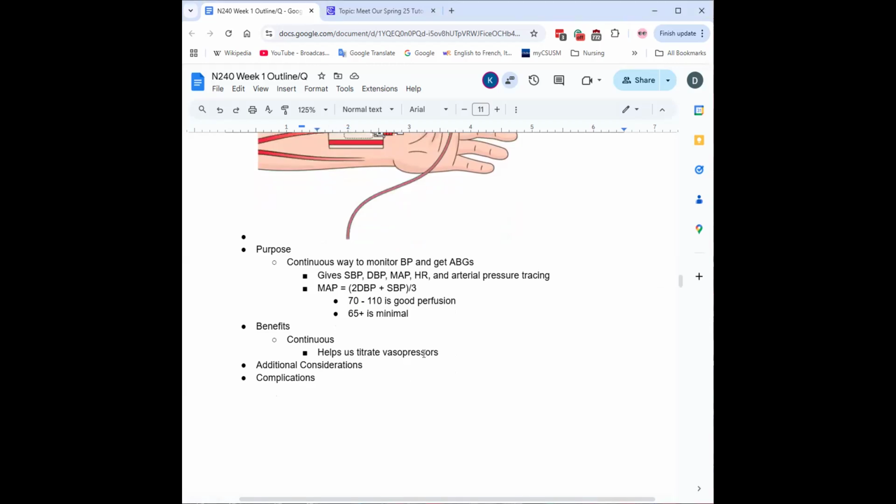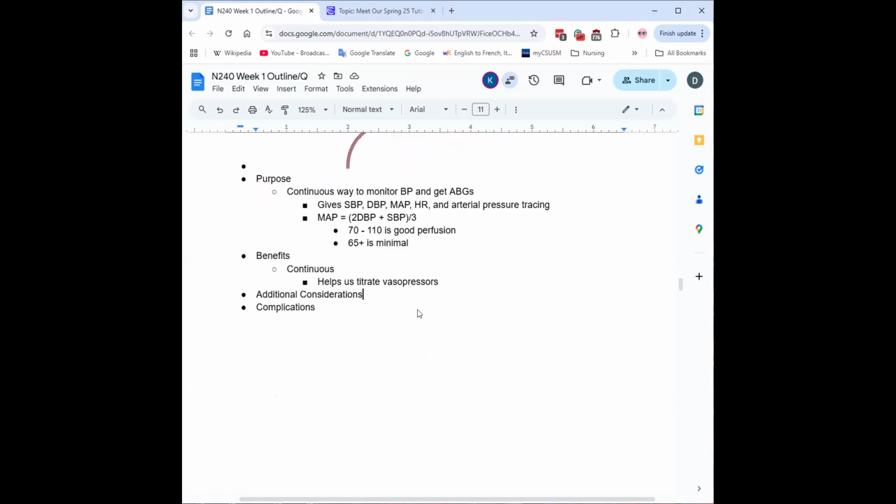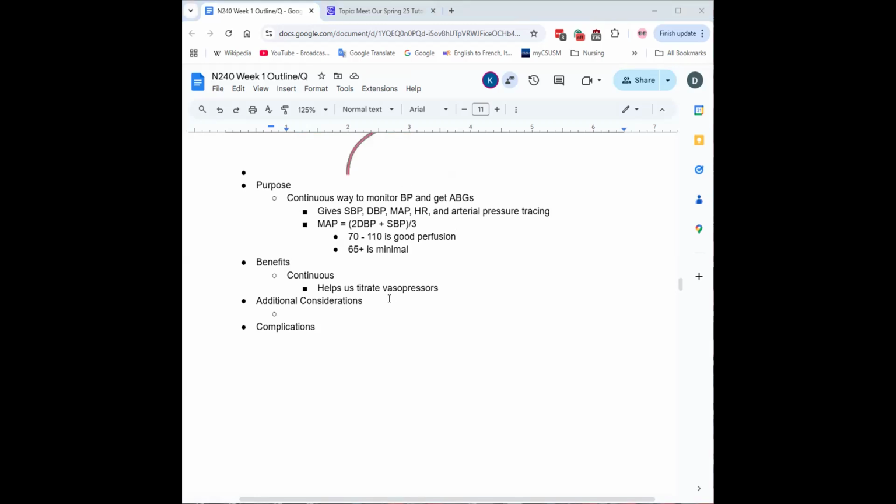So we mentioned that this is going to be continuous, helps us titrate some stuff. That's the main real thing here, that it is continuous. Additional considerations, what are some things you're going to have to keep in mind? I can think of maybe 3 things. What does damping mean?